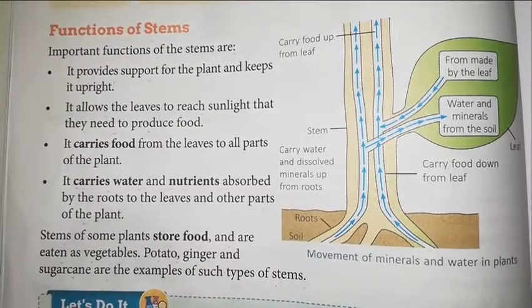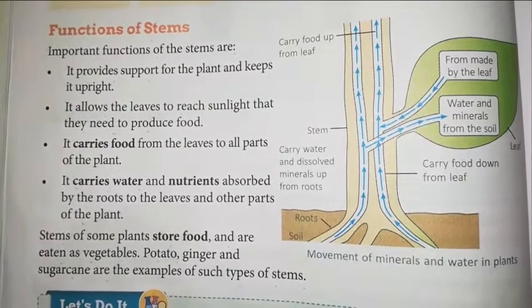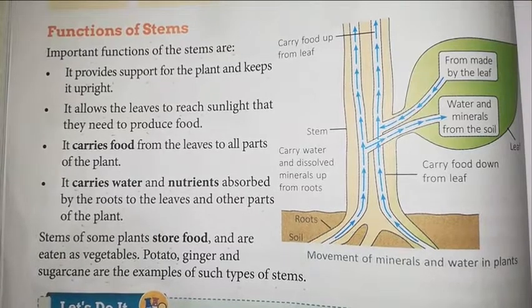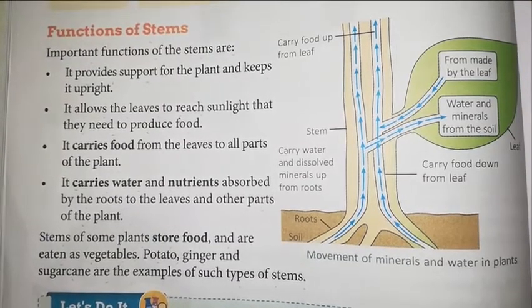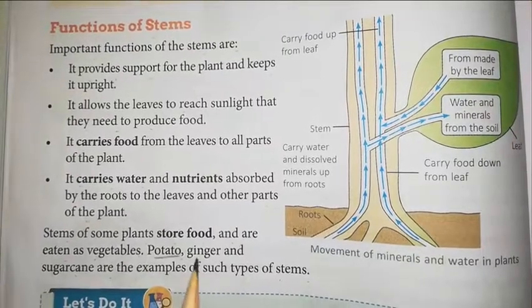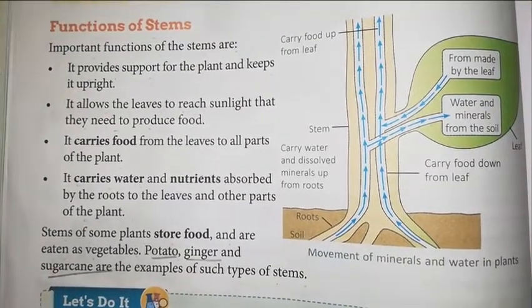Apart from these functions, stem of some plants store food. We eat these stems as vegetables. Examples of such type of stems are potato, ginger and sugarcane.